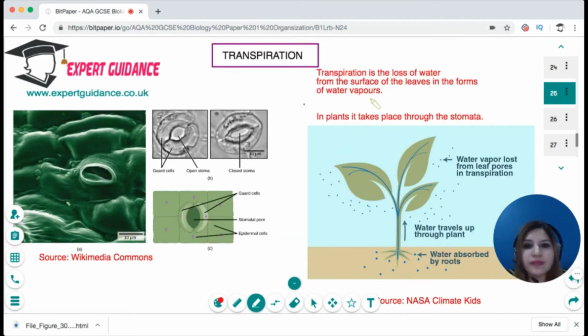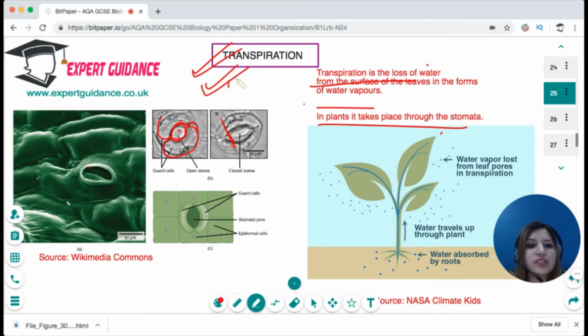Okay, now what is transpiration? Transpiration is the loss of water from the surface of the leaf in the form of water vapor, and this happens through the stomata. Stomata are air pores present on the surface of the leaf, which consist of the stomatal pore and these cells, which are known as the guard cells. The guard cells open and close, which controls the water movement, and gas exchange also takes place through the stomata.